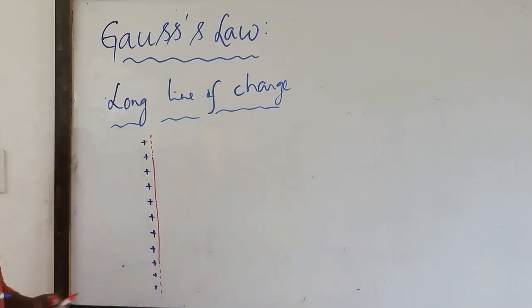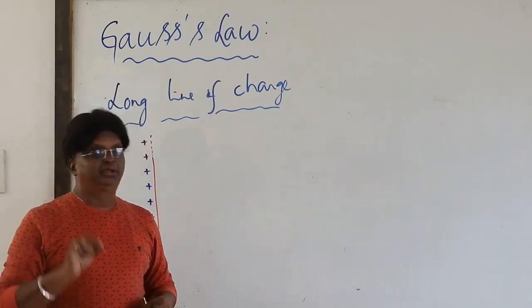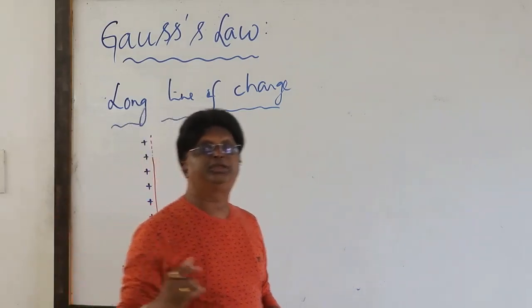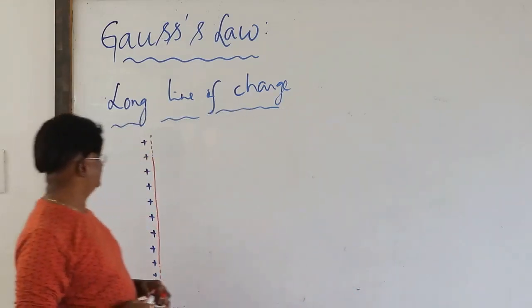So this is a positively charged long wire such that its linear charge density is lambda, right? So what is that lambda here? The charge per unit length of the wire.